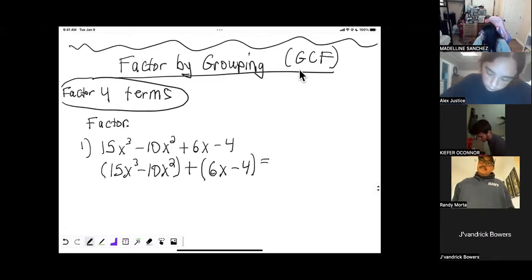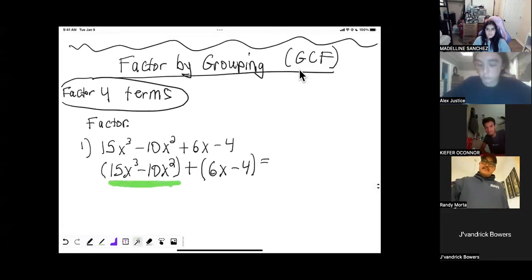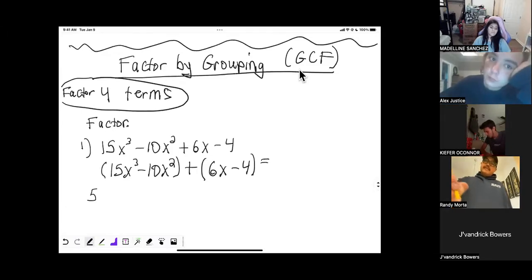Now we're going to do the greatest common factor of each parentheses, not the whole thing, each parentheses. So we're going to look only at this one. What's the biggest number I can divide both of the coefficients by? 15 and 10, I can divide both of them by 5. I'm only looking at this, I'm not looking at the second one yet. Look at x. What's the smallest exponent for x? x squared.